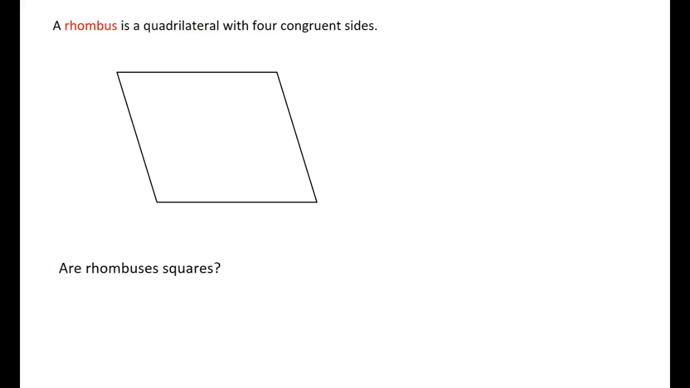Our next special quadrilateral is a rhombus, and a rhombus is a quadrilateral with 4 congruent sides. Okay, does that mean that a rhombus is a square? No, because if it was going to be a square, then these would have to be right angles, and a rhombus does not have to have right angles. Are rhombuses parallelograms? Yes, because both pairs of opposite sides are congruent, so every rhombus is a parallelogram.